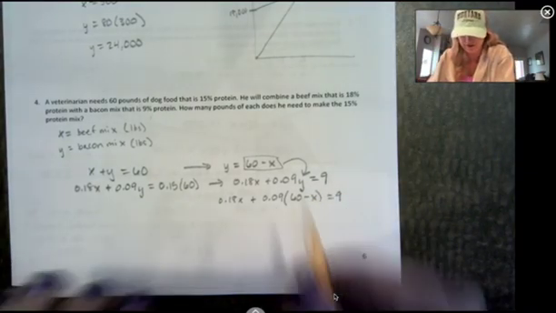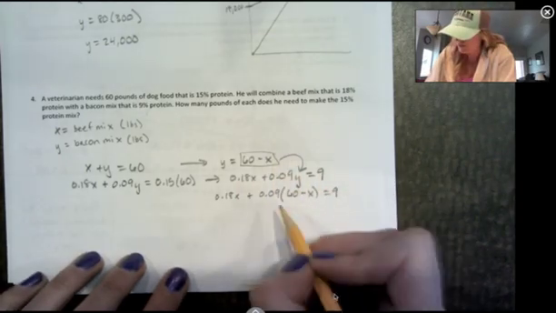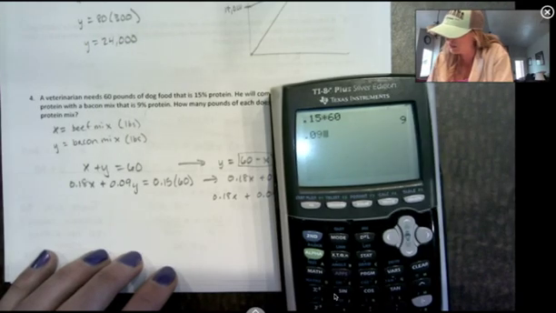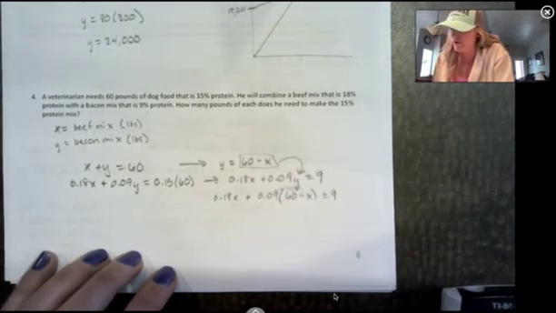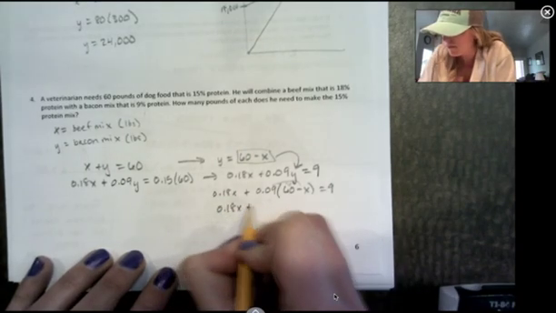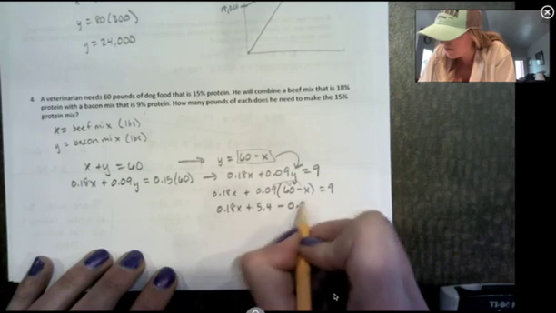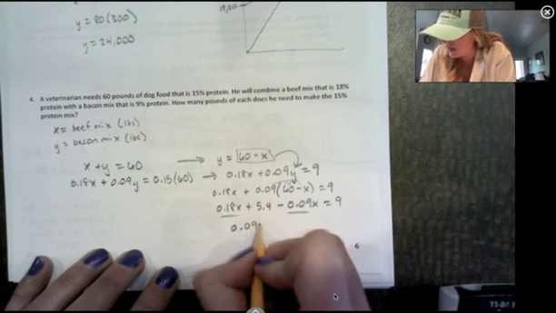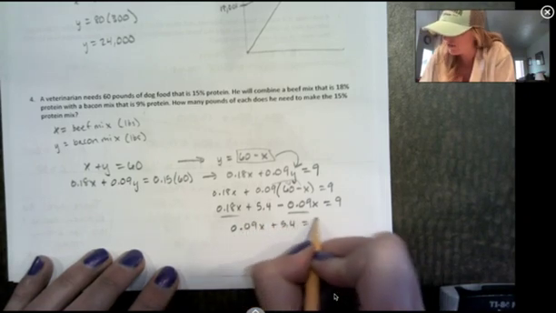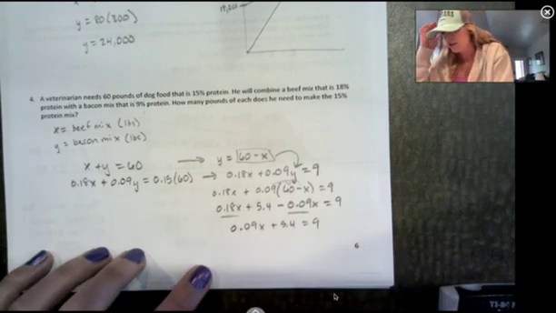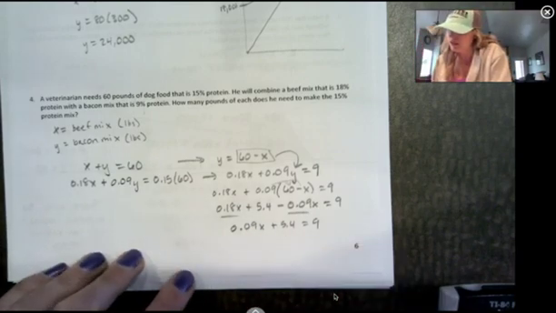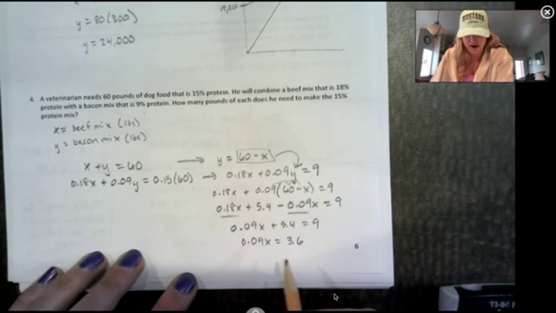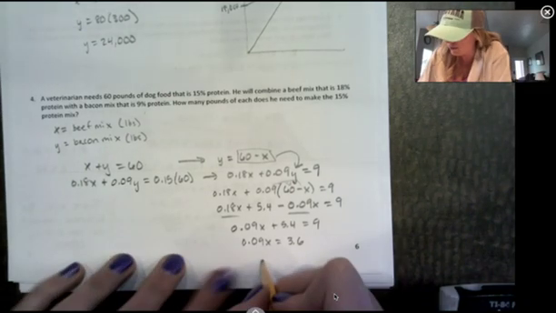Proceed with our usual solving steps. I'm going to distribute here. So now I have to find what 9% of 60 is, which is 5.4. Combining like terms, I get positive 0.09x plus 5.4 equals 9. Subtract 5.4 and I get 3.6. Divide by 0.09 and I get x equals 40.